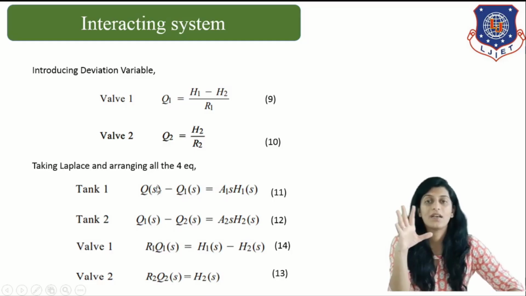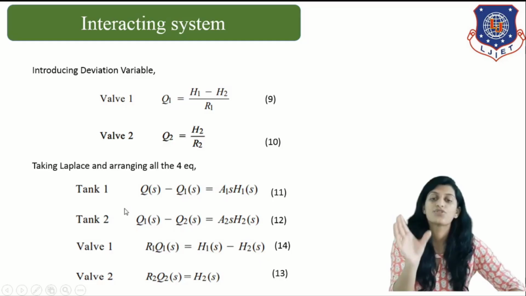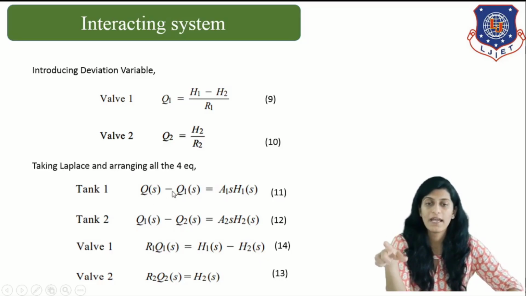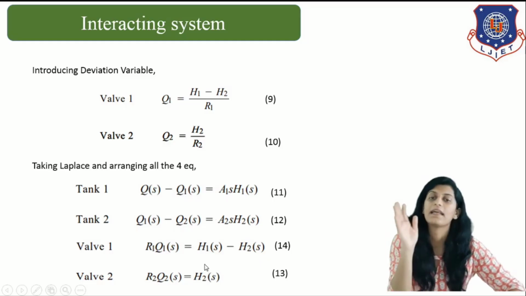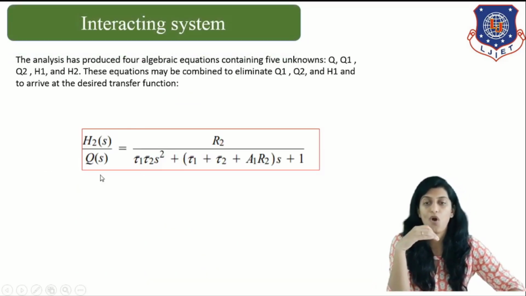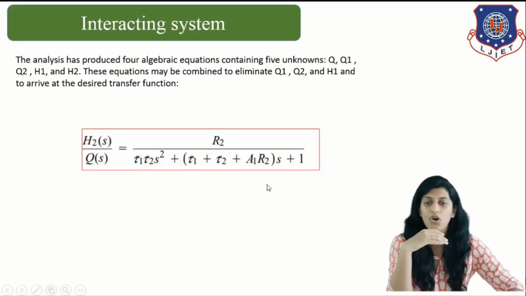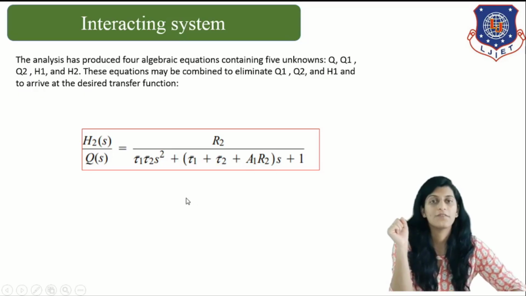In this way, we use the elimination method so that all terms except capital Q of s and H2 of s are replaced, and then we take the terms common and take the ratios to get the desired result for interacting tanks. So this is the transfer function for the interacting tank. Hope whatever we have covered today is quite clear. Thank you.